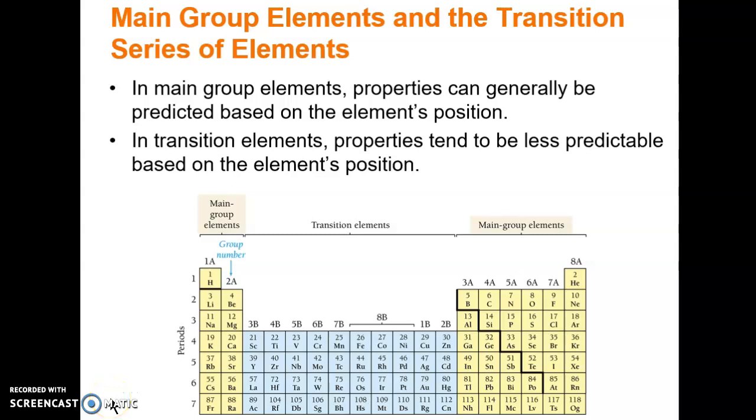Let's talk a little bit more about the periodic table. On the periodic table, you have your main group elements, those are your group A elements. And then you have your transition elements here. The transition elements' properties tend to be less predictable based on the element's position.